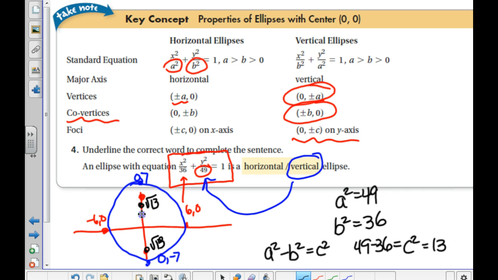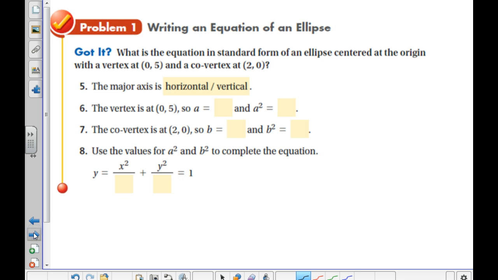The closer it is in, the more circular it is. Was this one more circular? Yeah, it was only 7 and 6, right? Going one way, major axis, 7 each way, minor axis 6, so it was pretty close. All right, let's try some more of these.